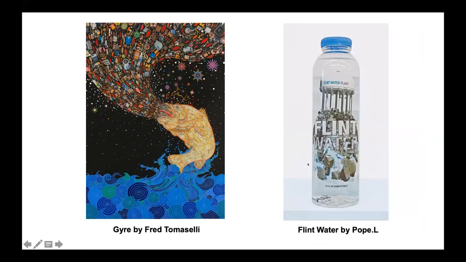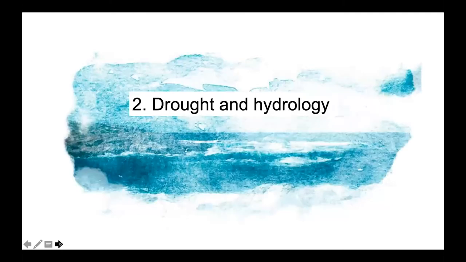And this project called Flint Water by William Pope.L was his way of drawing attention to the Flint water crisis. The water in Flint, Michigan had dangerous toxic metals. And so Pope.L decided to bottle this water and sell it as an art object. So that was a very dramatic project.